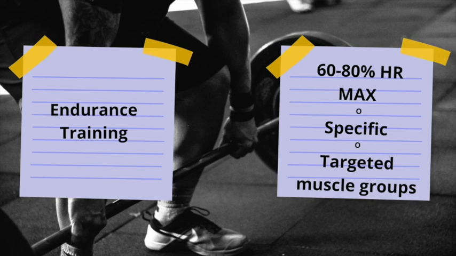It's got to be specific. If you're a swimmer, you don't want to be on a treadmill three times a week. I mean, you might do that for variance, but what you want to be doing is training in the environment that you're playing. That's what you want to do here with your endurance training. We also need to target muscle groups. You want to target the muscle groups that are needed for your performance.